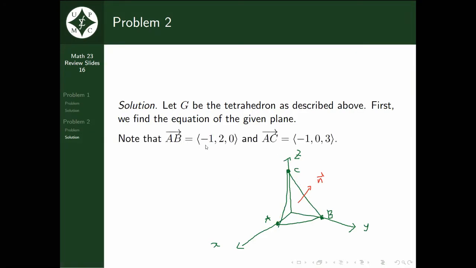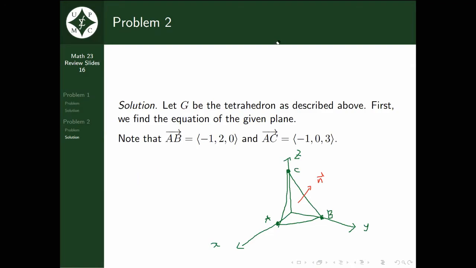So how do you get these vectors? Well, you just have to figure out what you have to add to A to make it go to B, for example. B is (0, 2, 0), and A is (1, 0, 0). So in order to get from A to B, you have to subtract 1, add 2, and just leave the z coordinate untouched. That's why it's (-1, 2, 0). So that's AB and AC, our two vectors.